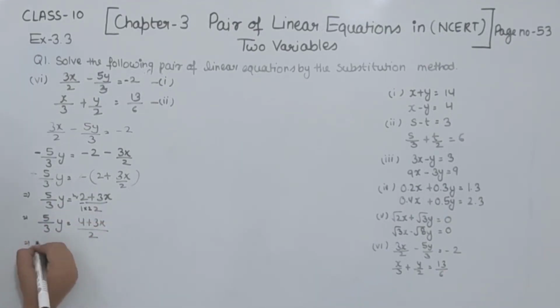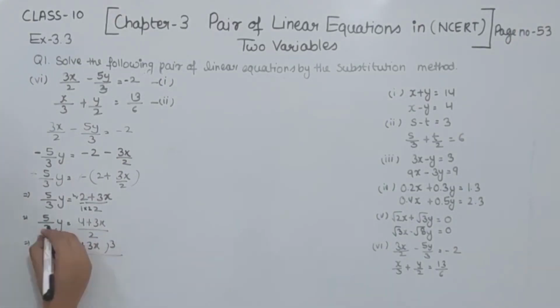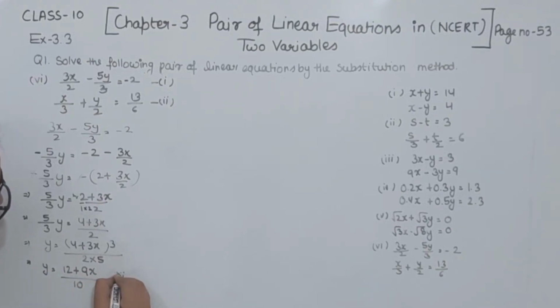Now we are going to transpose this one. So we are having y as equal to 4 plus 3x. This 3 will multiply and this 5 will divide here. So we are having y as equal to 4 3s are 12 plus 3 3s are 9x and 5 2s are 10. So this one we are having is the equation number 3, where we are having y as equal to 12 plus 9x divided by 10. This one we are having the equation number 3.